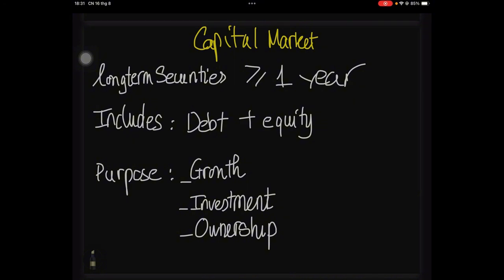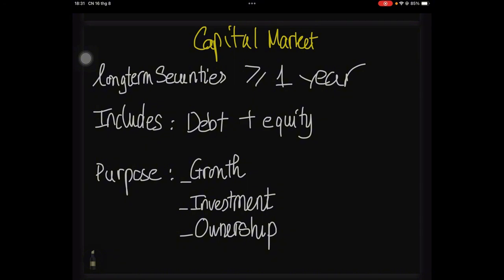Why do these markets exist? Because businesses need longer-term capital. A company building a factory does not need money for 3 months. It may need financing for 10, 20, or 30 years. A technology company developing a new product may require years of investment before generating profits. The capital market provides the funding needed for these long-term projects.